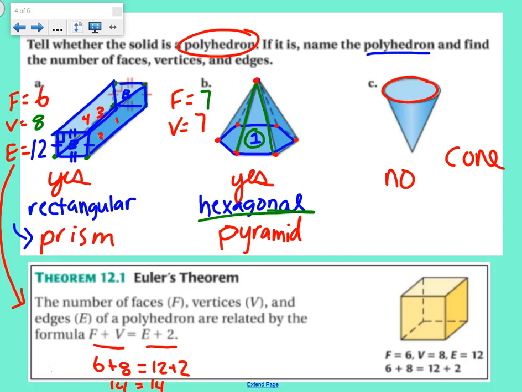And then we can use this to help us know the number of edges that we have, because our faces plus our vertices is going to equal our edges plus 2. So we have 7 plus 7 equals E plus 2. 7 plus 7 is 14 equals E plus 2. Subtract 2 on both sides, E equals 12. So we do have 12 edges to this hexagonal pyramid.